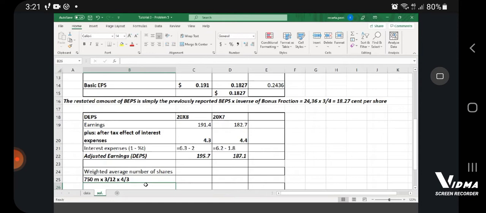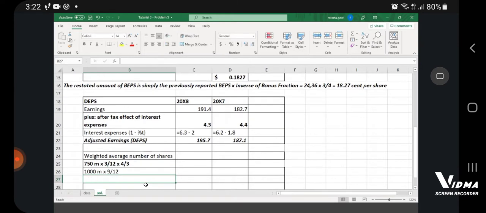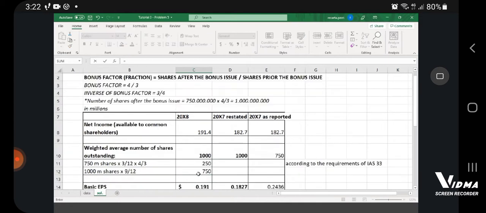Then we have issued some other shares. That means that the new number of shares is 100 million, and they are outstanding for the rest of the period, that is 9 to 12 months. The other component that I need to take into account to calculate the full weighted average number of shares is convertible bonds to shares, to common shares. So we calculated a little bit earlier each of these figures, so I'm not repeating the calculation. This is 250. The next one is 750.